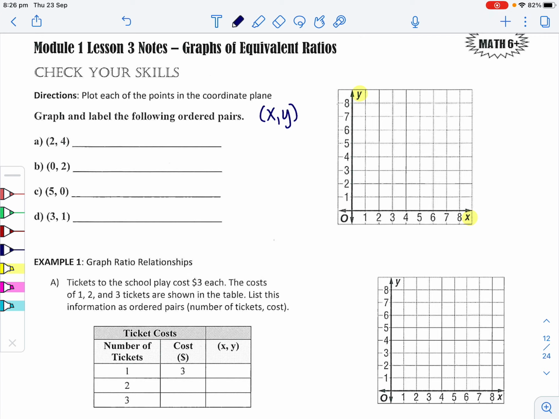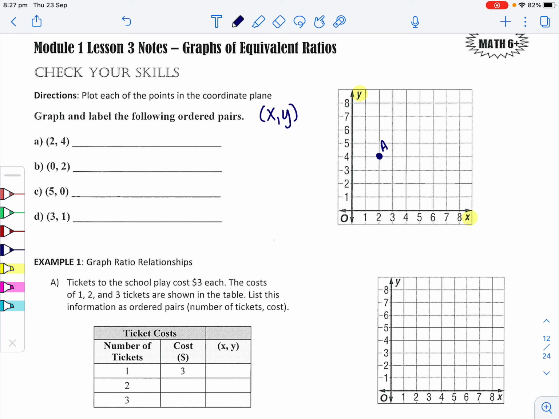So we are going to go to the right first and then go up to plot our points in quadrant 1. I'm not sure why there's lines next to each of the points, but we are going to take these ordered pairs and put them on the graph. So for point A, I am going to go to the right 2 and then up 4. 1, 2, 3, 4. And I'm going to put a point and call that A.